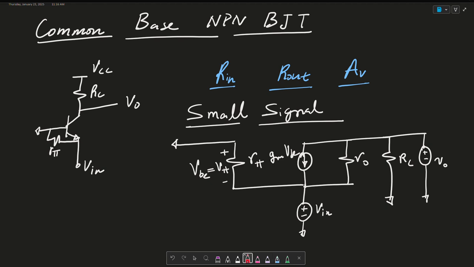But first, we want to acknowledge why we call it the common base. Essentially that is because in the circuit, this is the base, this is the collector, and this is the emitter. And in this circuit, the base is the one that is grounded, or is common to the circuit. We can then go ahead and solve for Rin.